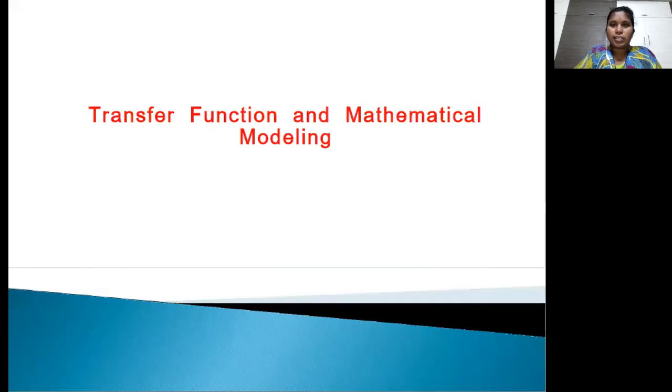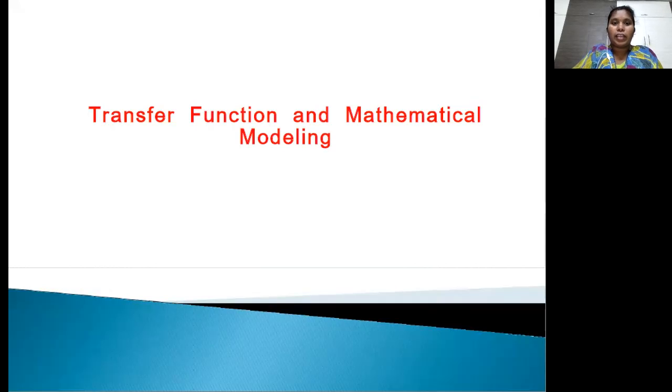So in this class I want to explain what a transfer function is and what different considerations we take in a transfer function. Let me share the PPT and explain the transfer function using the slides. So let us see the PPT here. What is the title of the concept here? The transfer function and mathematical modeling, right?